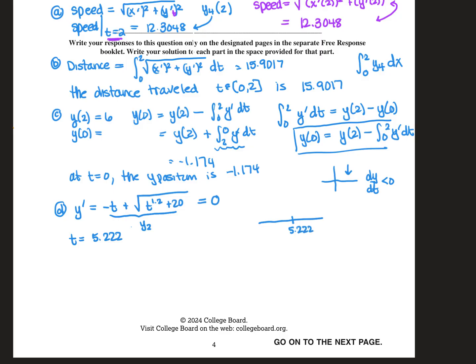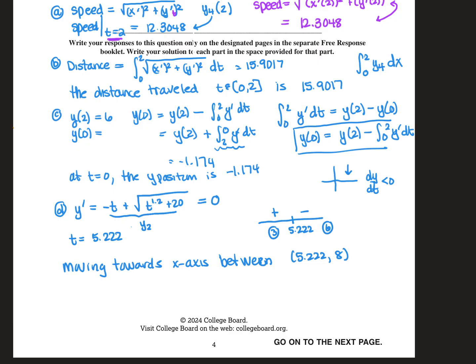So we're going to check to the left and to the right. So I'm going to pick something like 3 and pick something like 6 and put it into our formula. And when you put this in your calculator, you're going to get this one is positive and this side is negative. So we know we are moving towards the x-axis between times 5.222 and 8.